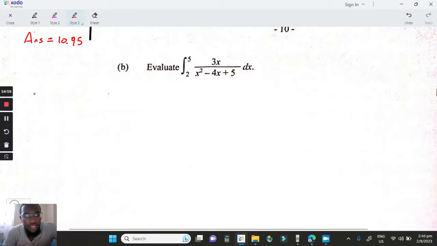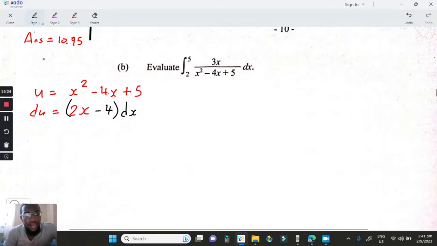If we do a U substitution and let U be equal to x squared minus 4x plus 5, then du is going to be 2x dx. Well, let me not forget the minus 4. I also need a minus 4 dx, and that would become du. So what else do I need? I would also have to change my upper limit.